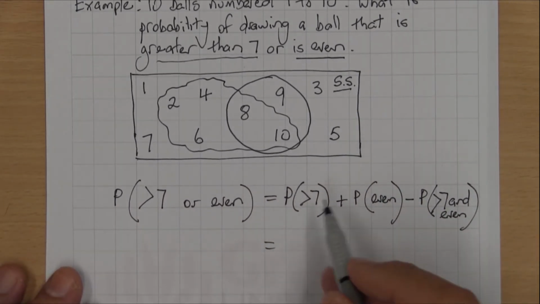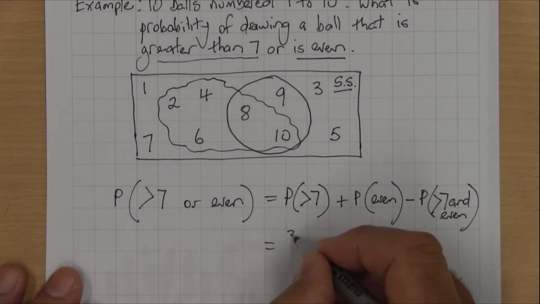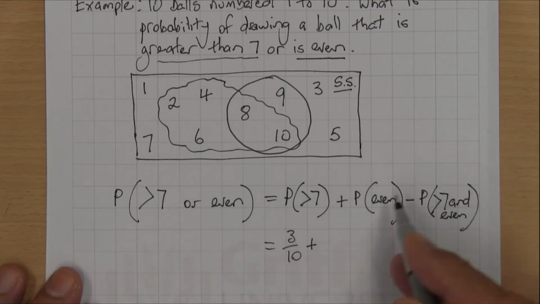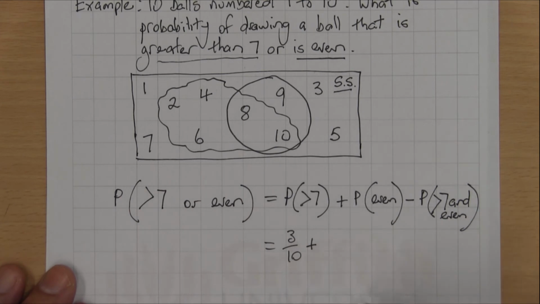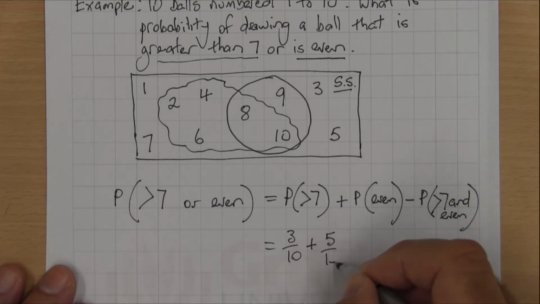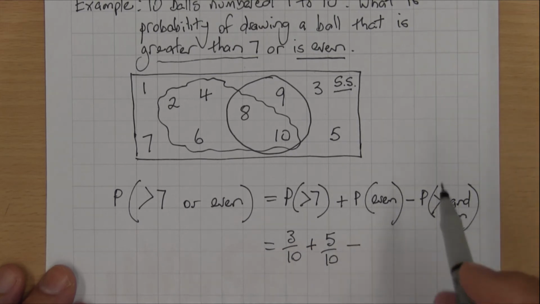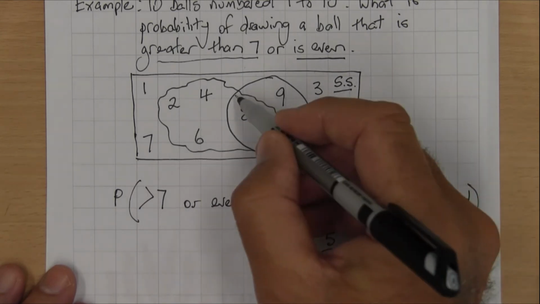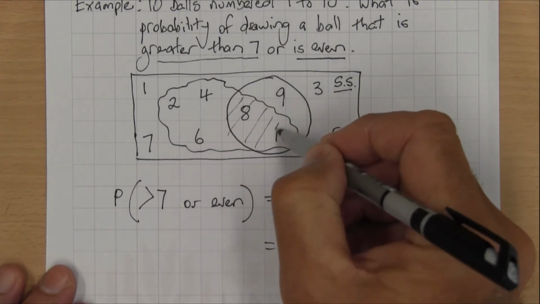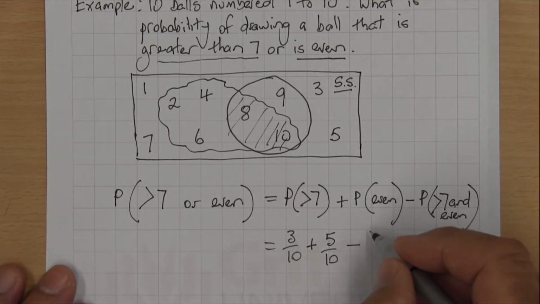Okay, greater than 7 is this one here. How many of those? 1, 2, 3 out of 10. Probability even. We've got 1, 2, 3, 4, 5, so that's plus 5 on 10. Minus probability greater than 7 and even. Now, greater than 7 and even is the overlap between these two events. So, if you like, this is the overlap, which will be this one here, which is 2. There's 2 in there, the 8 and the 10, so minus 2 over 10.